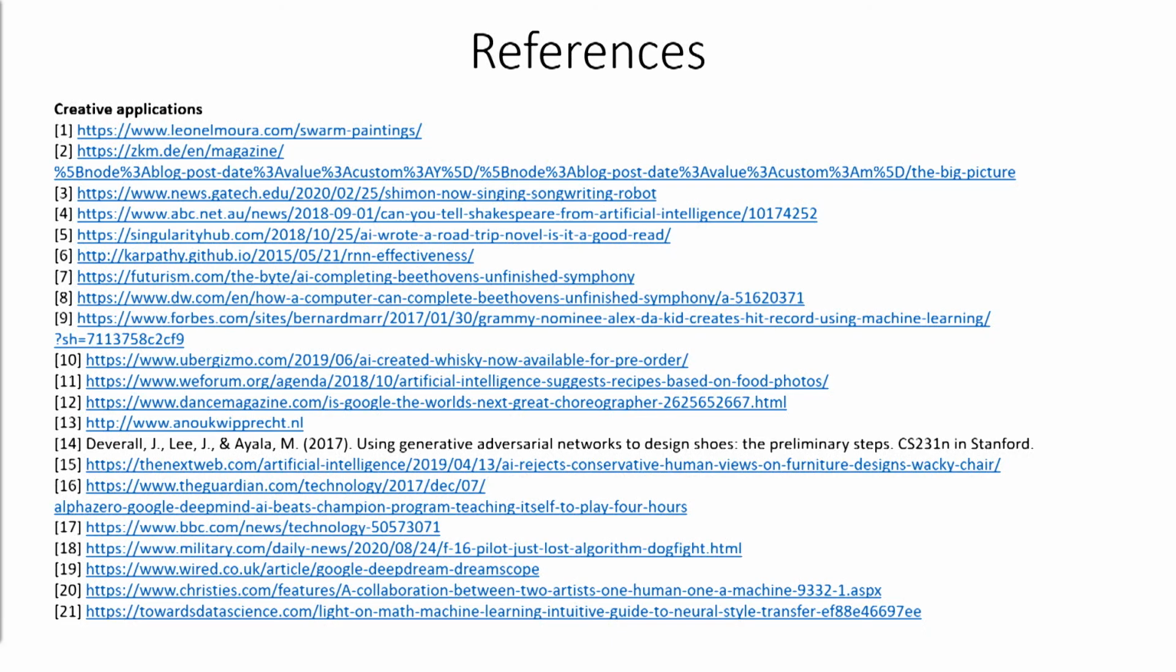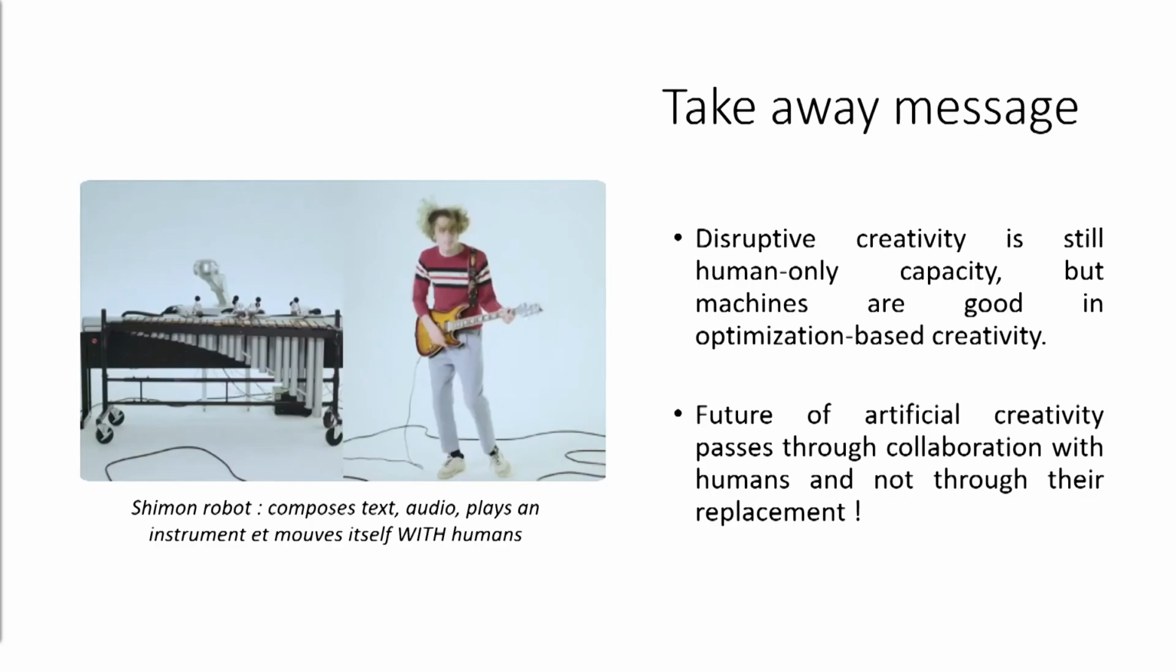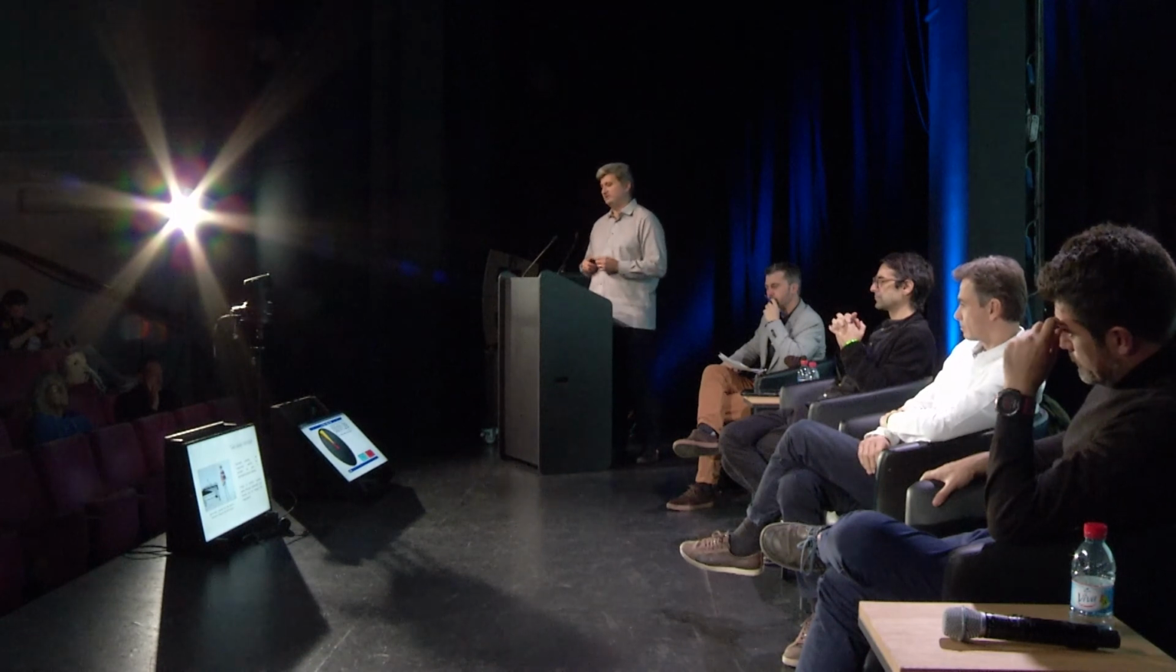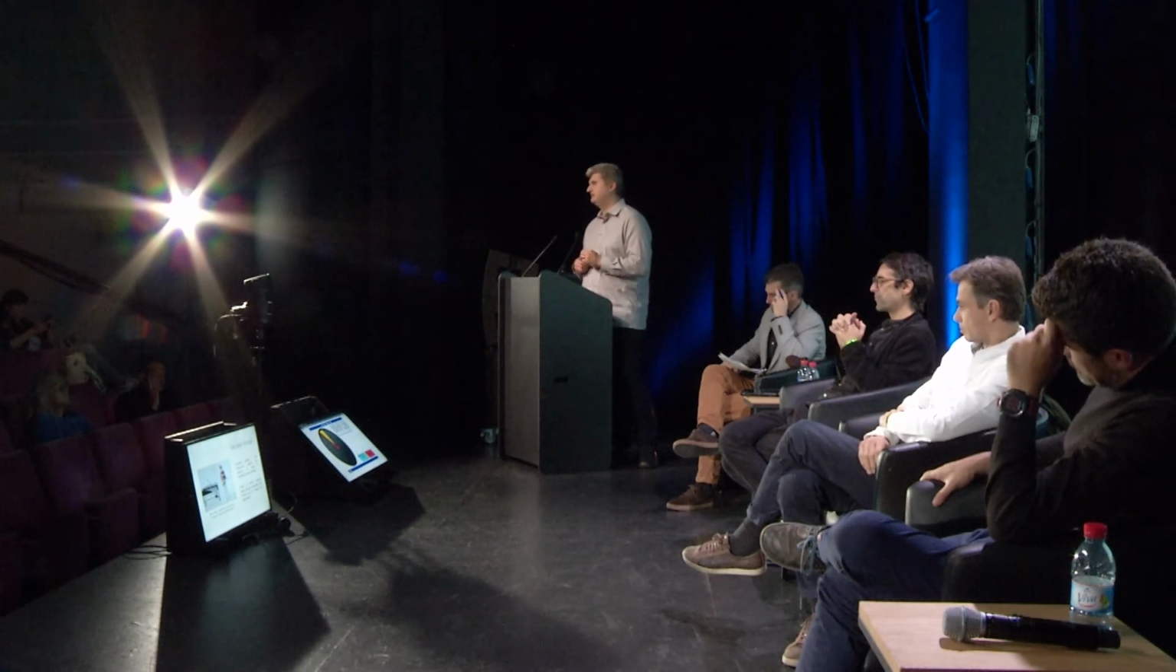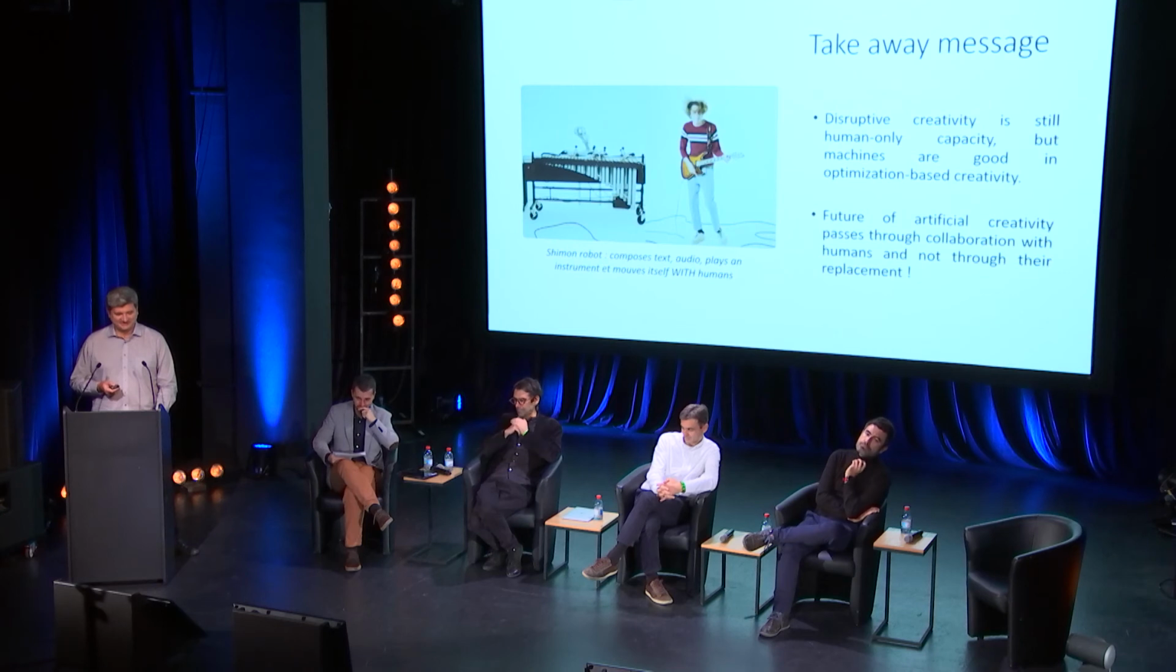And maybe to finish up. The takeaway message is that for the moment, at least in my opinion, disruptive creativity is a human-only capacity, and optimization-based creativity is a machine capacity. So if you put both together, then that's great. If you just use one of them, well, use human alone, but not AI alone. And yeah, it's really about collaboration, and that's where I will put 50 seconds.